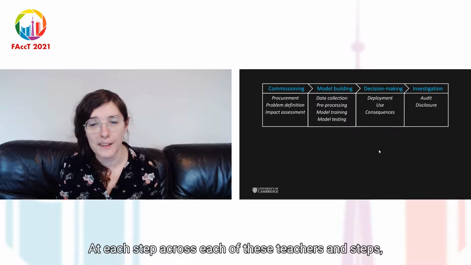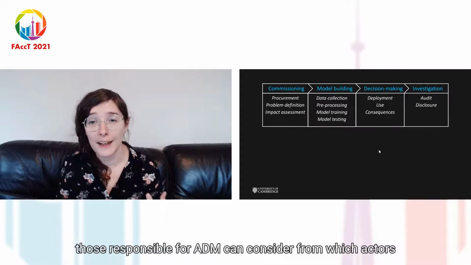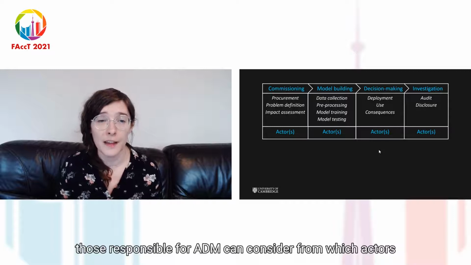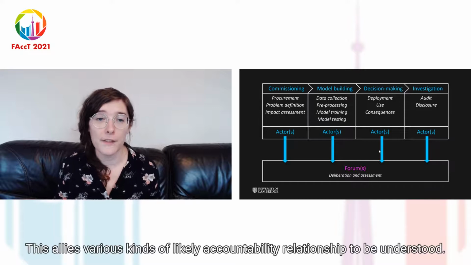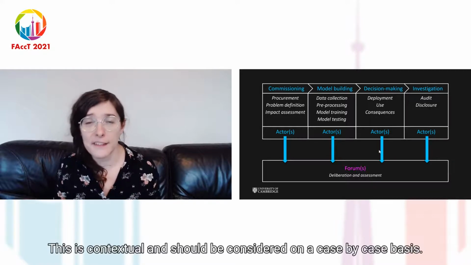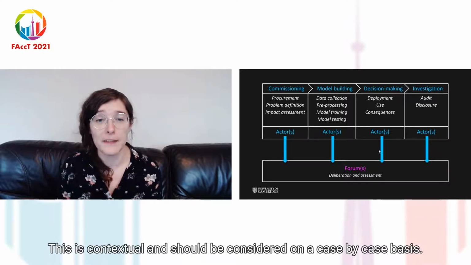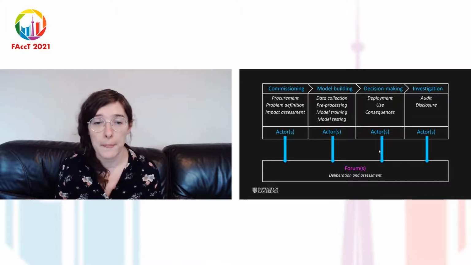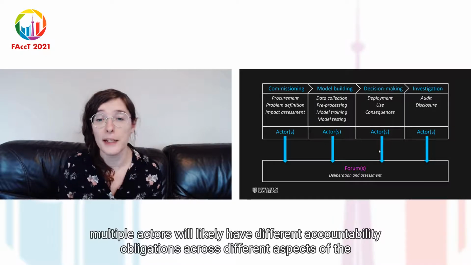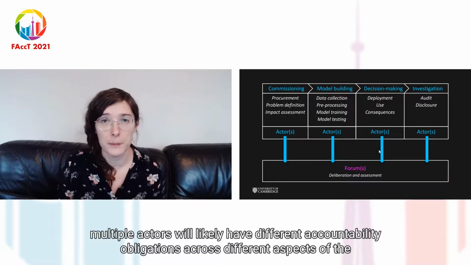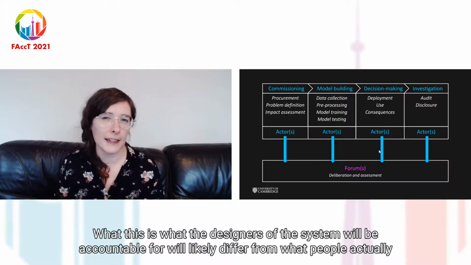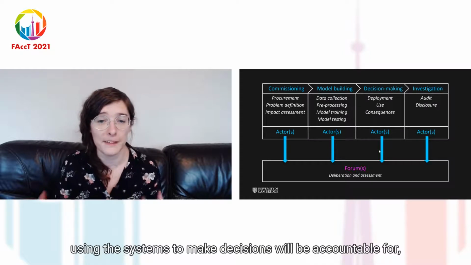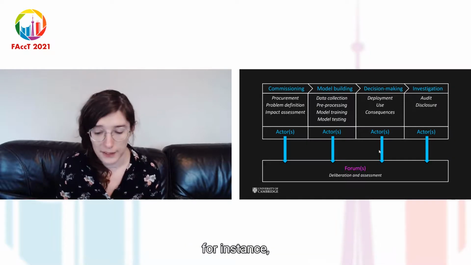Across each of these stages and steps, those responsible for ADM can consider from which actors and to which forums accounts are likely to be owed. This allows various kinds of likely accountability relationship to be understood. This is contextual and should be considered on a case-by-case basis while moving through the process. Multiple actors will likely have different accountability obligations across different aspects of the process. What the designers of the system will be accountable for will likely differ from what people actually using the systems to make decisions will be accountable for, for instance.